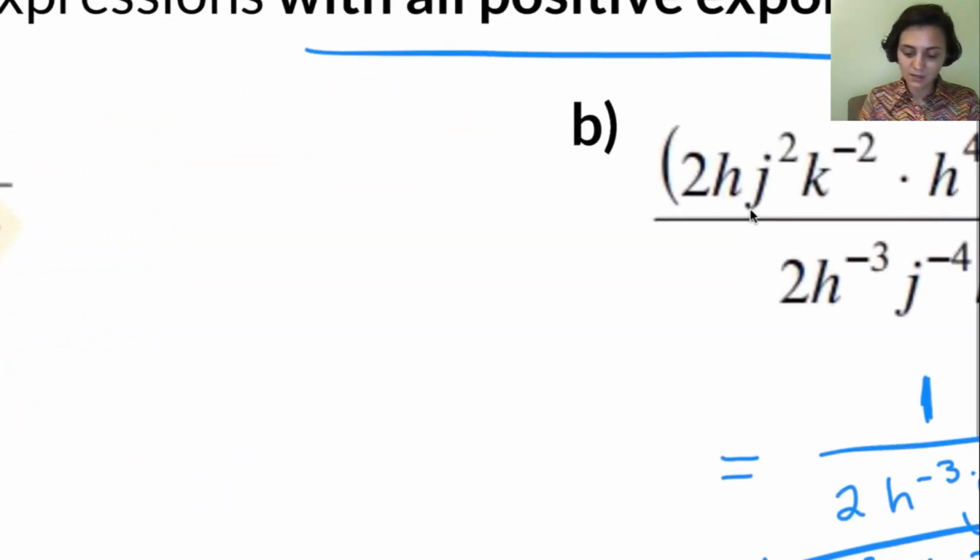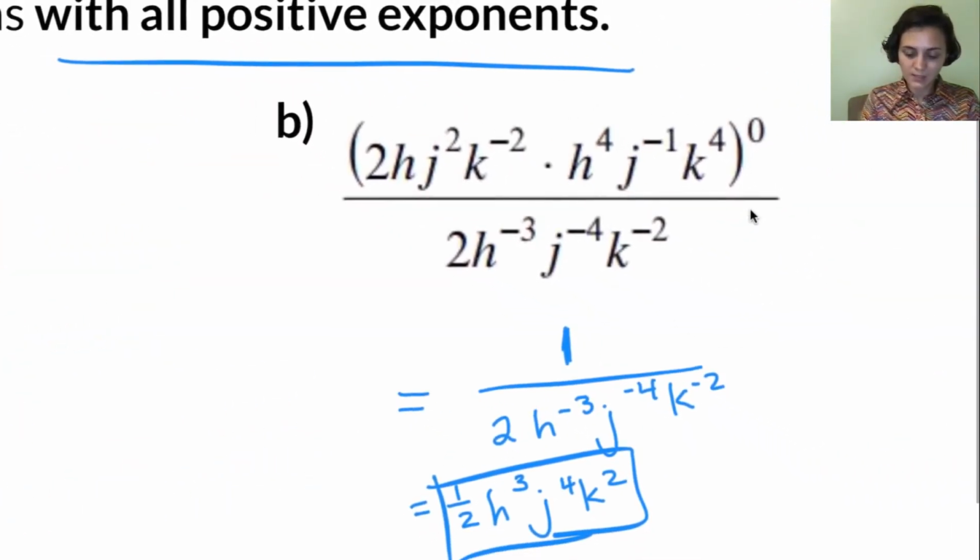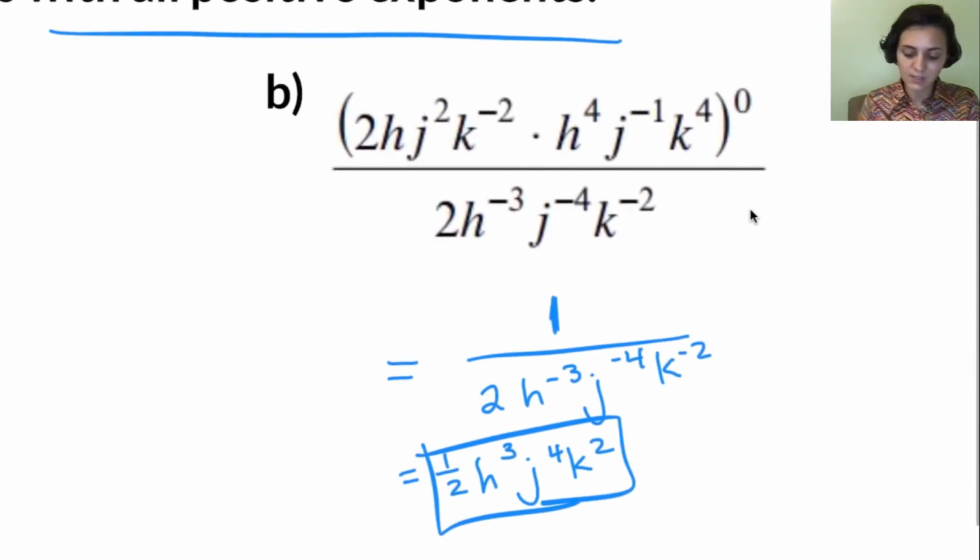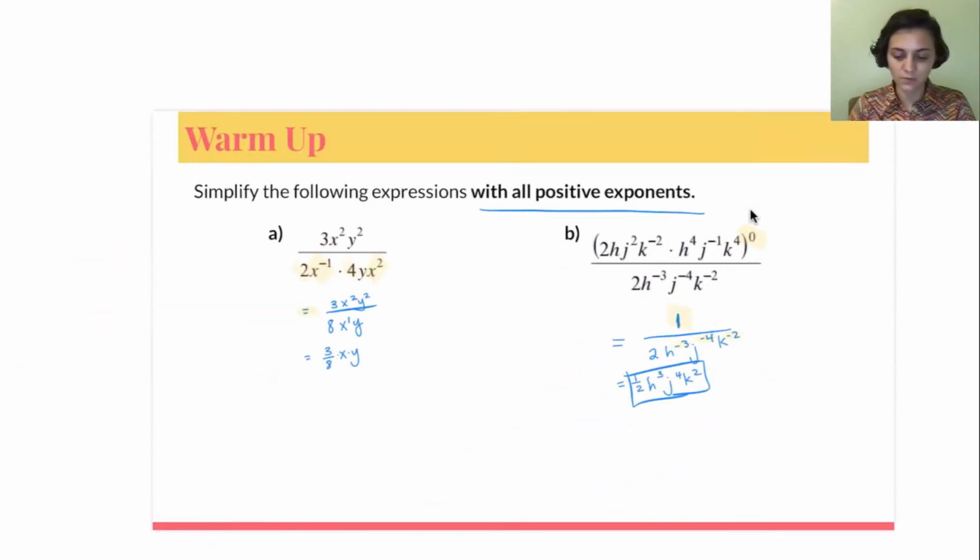Part B looks a little scary, but as long as you remember that anything raised to the 0 exponent is just 1, you're good. So that whole numerator just simplifies down to 1 because it's being raised to the 0 power. And at that point, we just have to turn these negative powers positive, since our solutions are only supposed to have positive exponents. And we can do that by moving them up to the numerator. So that is the solution for the warm-up.